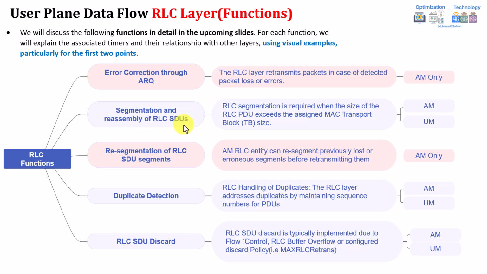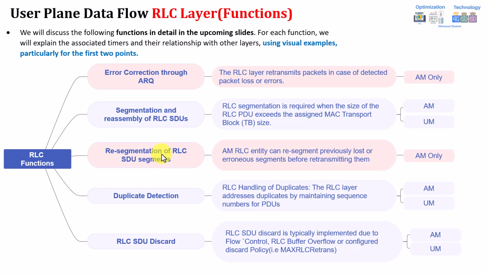Segmentation and reassembly can be done by the acknowledged mode or the UM mode. This means that the timers related to reassembly can be configured for both of them, not only for AM, and can also be considered for UM. And by the way, these timers, as you might now understand, are defined per QCI. For example, QCI 1 will have different timers compared to QCI 9 or 6 or 7 or 5, or in 5G, the 5QIs. So this timer is defined for different 5QIs or QCIs.